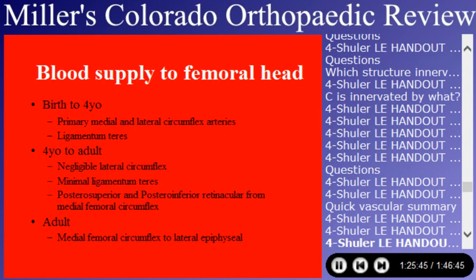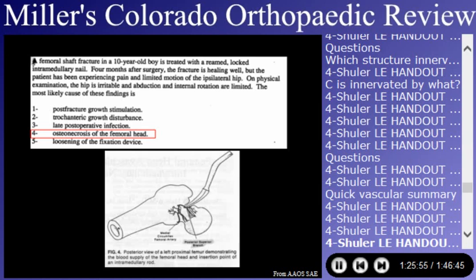And I have a diagram on that. Don't forget the adult is medial femoral circumflex. It comes up and around, goes to the lateral epiphyseal artery, which now goes to the blood supply to the head. Femoral shaft fracture, 10-year-old boy, treated by a reamed locked intramedullary nail, antegrade start point. What is the problem? Osteonecrosis. Why? Because you damaged this. This is actually from the paper directly where they describe this. You damaged that posterior superior branch with the start point of the piriformis fossa.